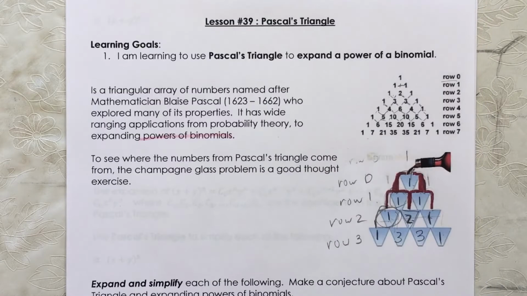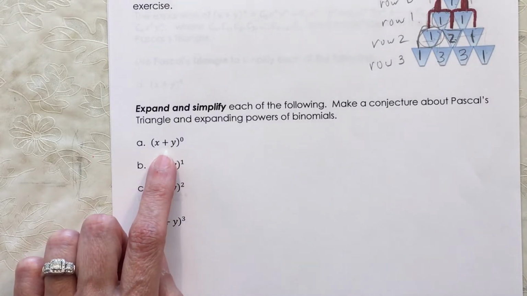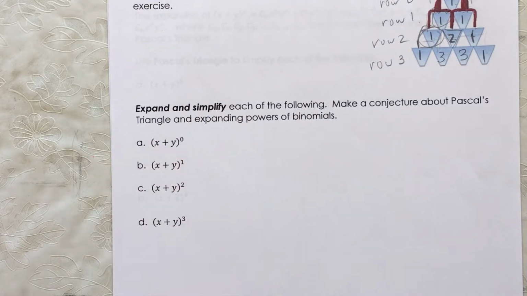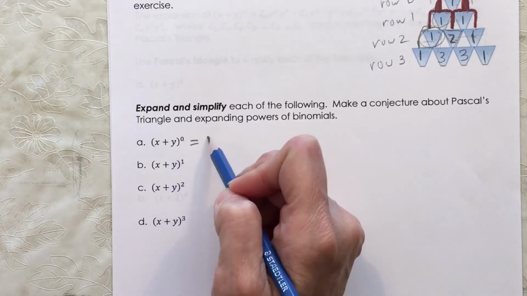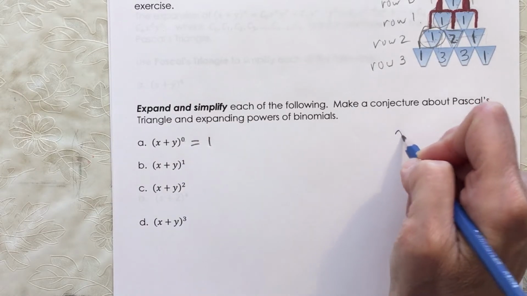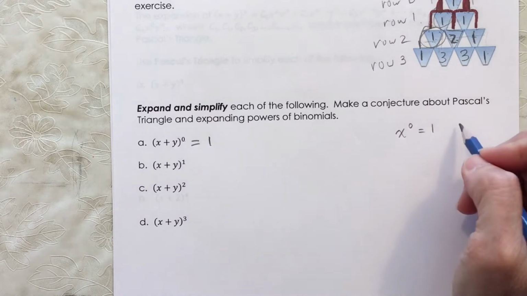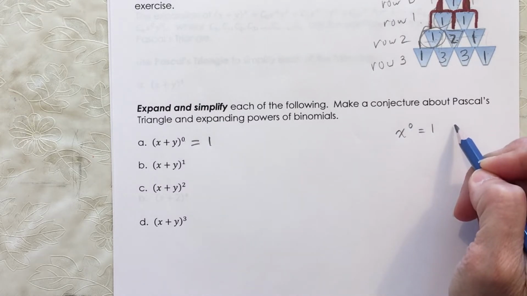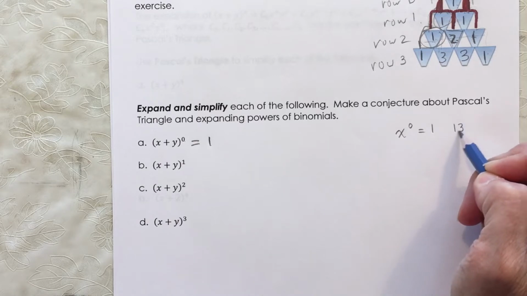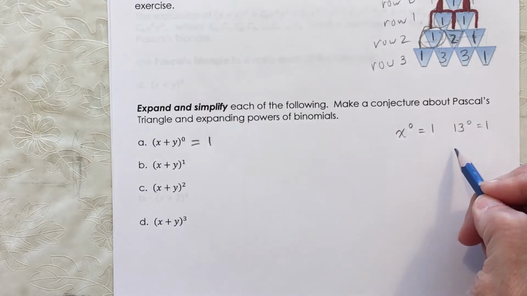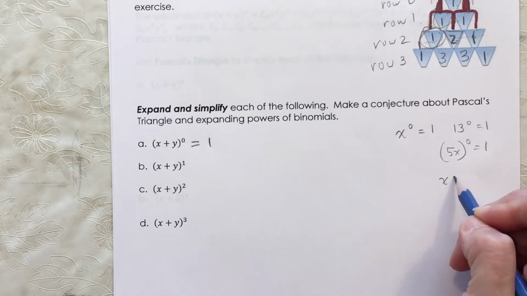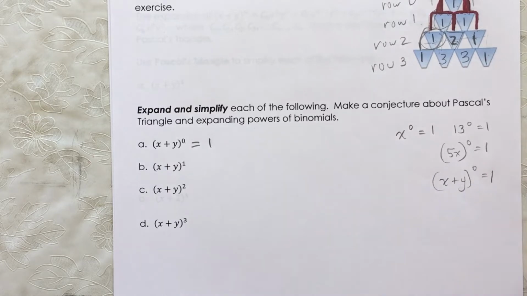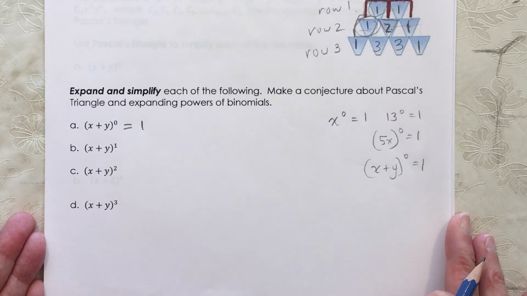All right, so now we're going to see how this array of numbers, Pascal's triangle, relates to expanding binomials. So again, a binomial is 2 terms, and a power of a binomial is to a power. So anything to the power of 0 is 1, so that's an exponent rule. So x to the power of 0 is equal to 1. Anything to the power of 0, so I could have 13 to the power of 0 equals 1. 5x all to the power of 0 equals 1. And in this case, x plus y all to the power of 0 equals 1.